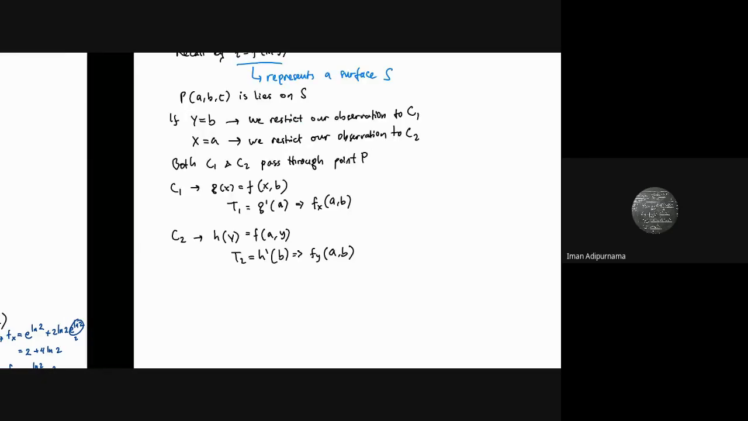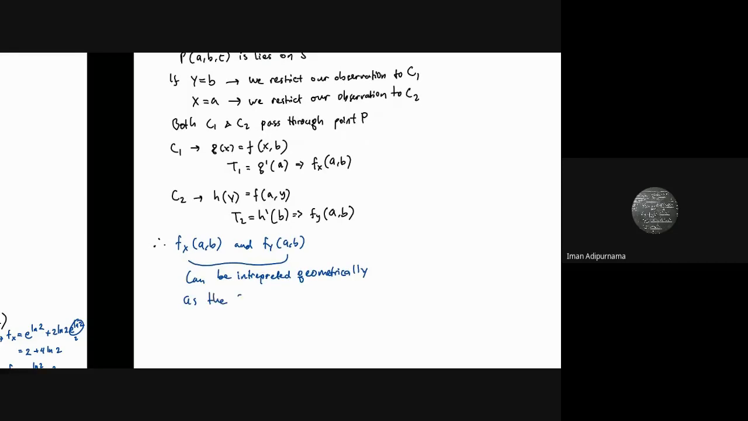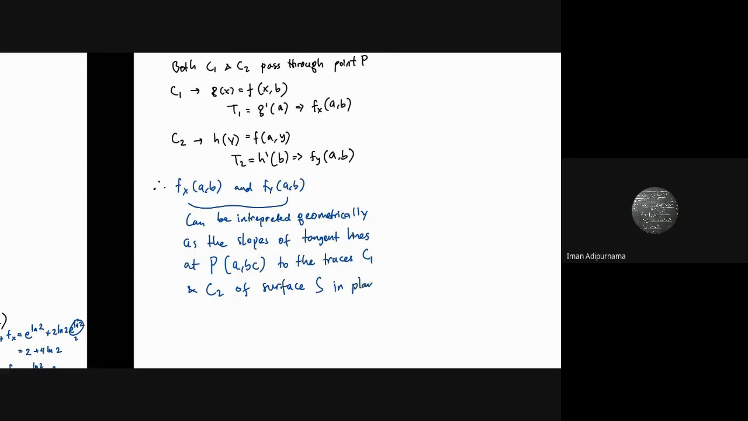So as a conclusion, f_x or partial x and partial y both can be interpreted geometrically as the slopes of the tangent line at point P to the traces C1 and C2 of surface S in planes y equal b and x equal a.